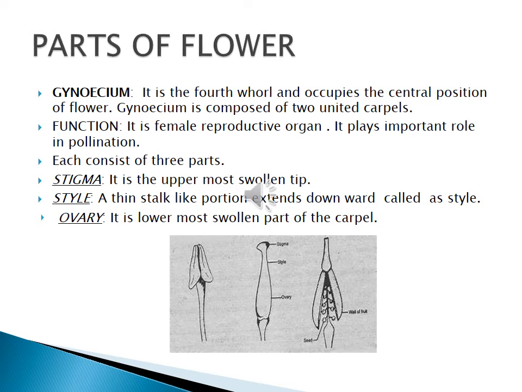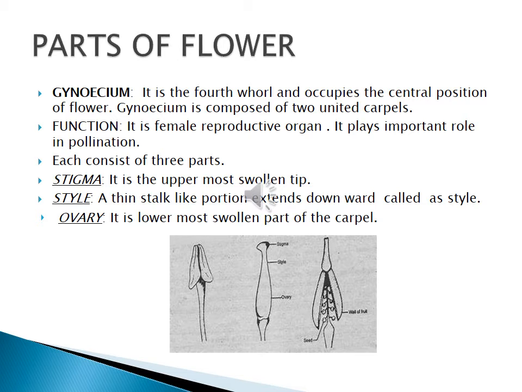This is the fourth whorl, the gynoecium, which occupies the central position of the flower. The parts of the gynoecium are called carpels, which are the female reproductive organs of the plant. In brassica, the gynoecium is formed by the union of two carpels. Each carpel is divisible into three parts. Gynoecium is also called carpel and it is the female reproductive part. It consists of three main parts: stigma, style and ovary.